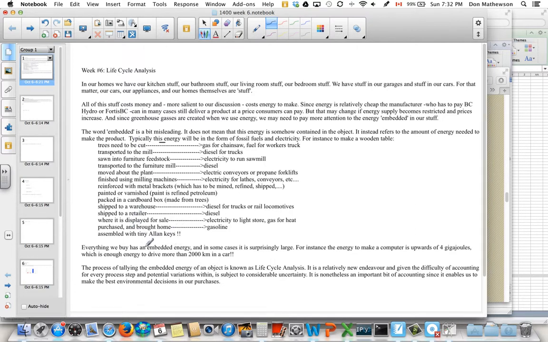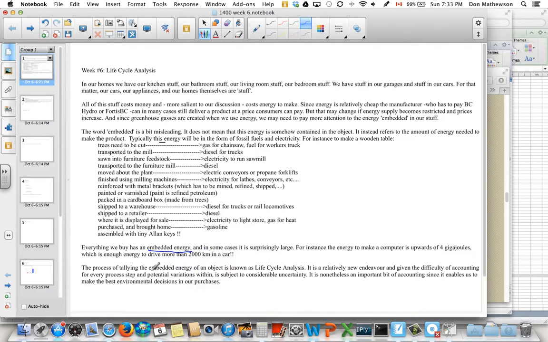And anything that you buy has an embedded energy. That's the energy that it took to make the thing, all the raw materials, and to make all the raw materials that go into the object. Now, in some cases, it's surprisingly large. For instance, because of the energy requirements of making the silicon, which is the basis of the computer logic chips, it could take about 4 gigajoules to make a computer. And that's enough energy to drive 2,000 kilometers in your car. Cars also take quite a bit of energy to make as well.